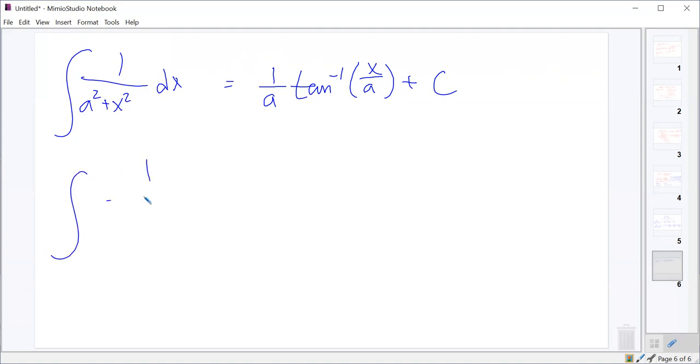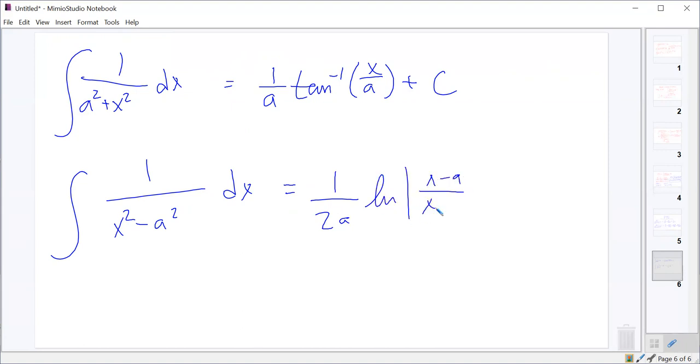And then this one also pops up fairly often: 1 over x squared minus a squared dx. Again, another rational function one. This one is a little different. It becomes 1 over 2a times the natural log of the absolute value of x minus a over x plus a, plus your constant. So this one pops up pretty often too, so make sure you know both of those integrals. Everybody good there?